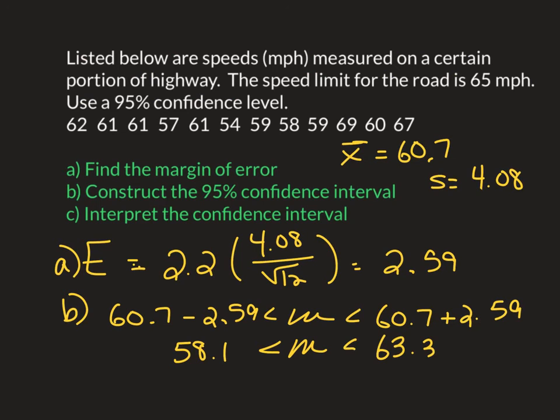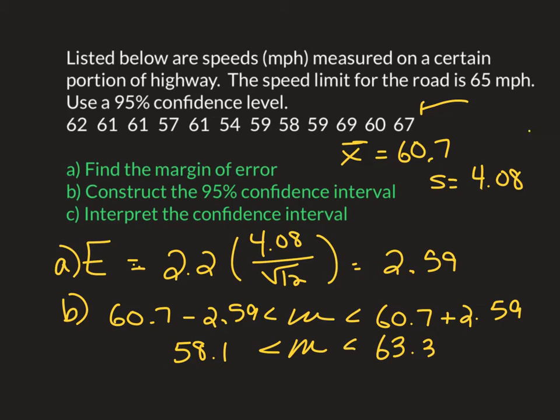All right, one example here. It says listed below are speeds in miles per hour measured on a certain portion of highway. The speed limit for the road is 65 miles per hour, using 95% confidence level. And it gave me all these, the sample. There are 12 speeds, 12 cars went by, and they clocked the speed of those cars and got those values. So I know we're doing sample mean and trying to estimate the population mean.